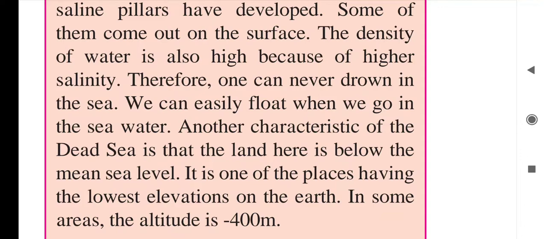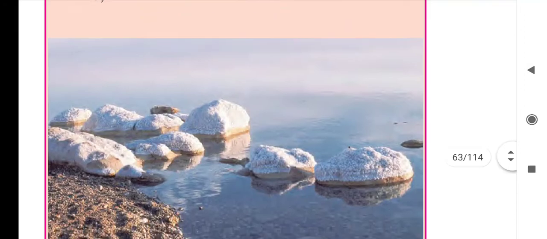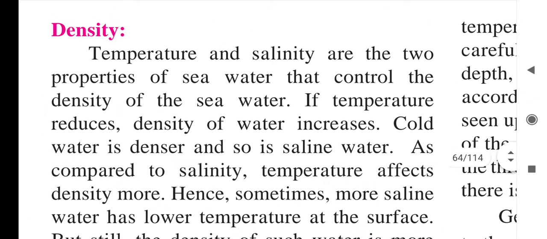Due to that, the sea's water will not go to that raised place, and beside that raised place the depth of the land is more. In this way a large pit-like land formation is created. So that is below mean sea level. It is one of the places having the lowest elevations on the earth. In some areas the depth is 400 meters. So now we will study this.